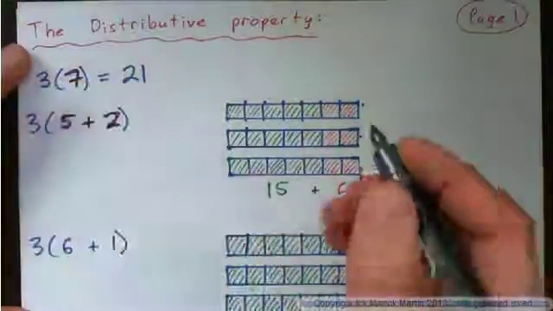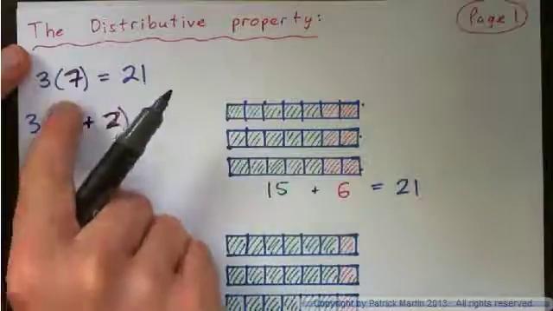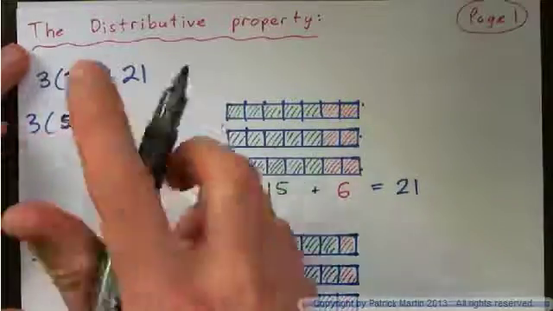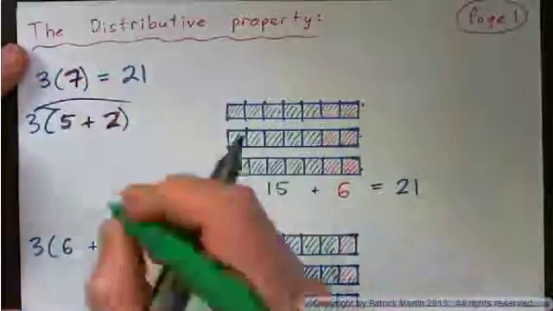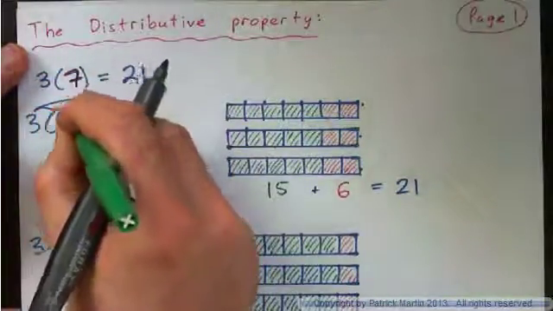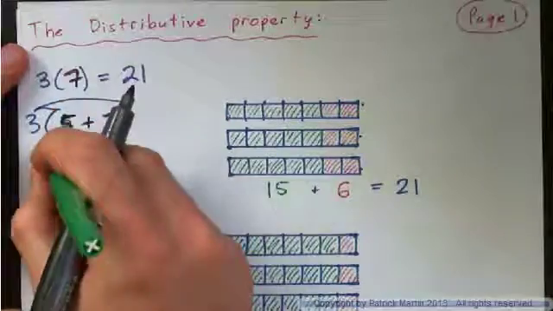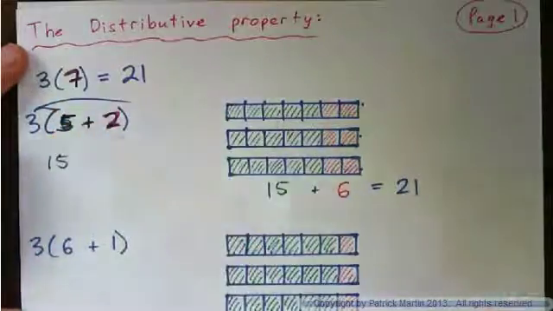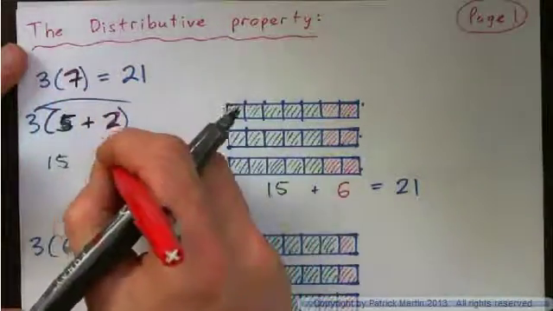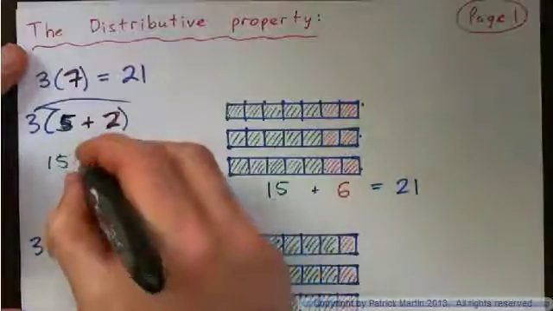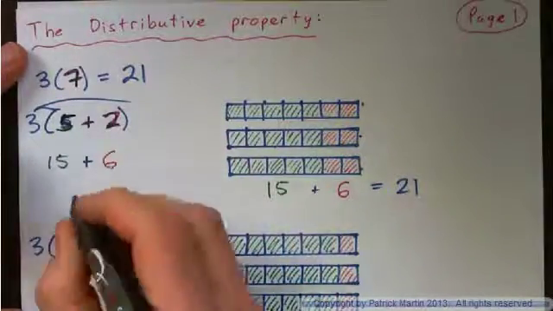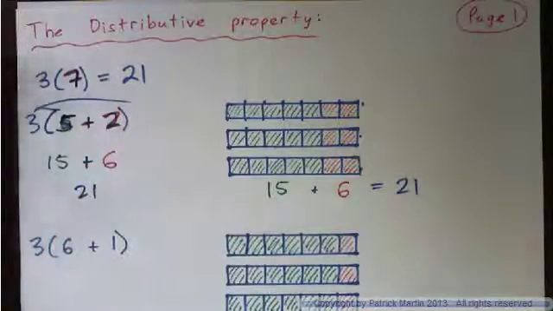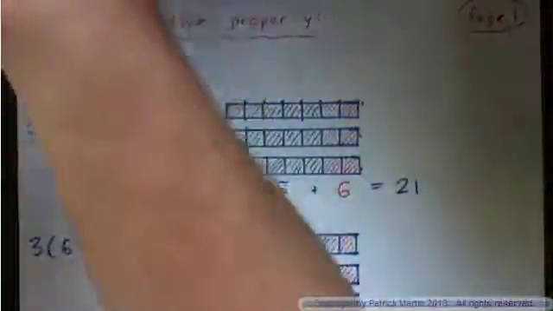The distributive property is, if you have a number times things being added inside of parentheses, you can take this number and multiply it by each thing. So like 3 times 5 is 15, you see? And 3 times 2 is 6. So I can calculate this as 3 times 5 is 15, 3 times 2 is 6, and then 15 plus 6 is 21. Why do we need to do this?